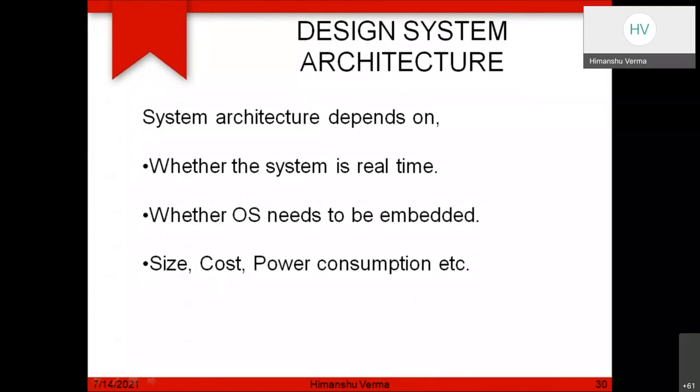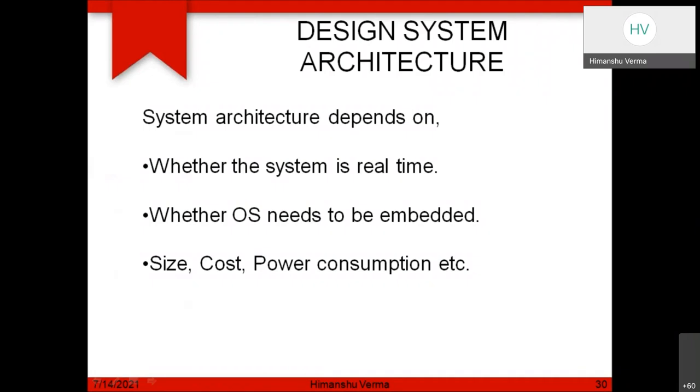Now, designing the architecture for an embedded system, again there are a lot of things to keep in mind. Whether the system is a real-time system or just a normal system, because if the developer has to design a real-time system, then a real-time operating system will be needed. If a real-time operating system has to be installed, we require a large memory for it. So either we use a microprocessor, or if we want to use a microcontroller, then a microcontroller with memory large enough to contain a real-time operating system, so that we can embed that operating system inside the chip.